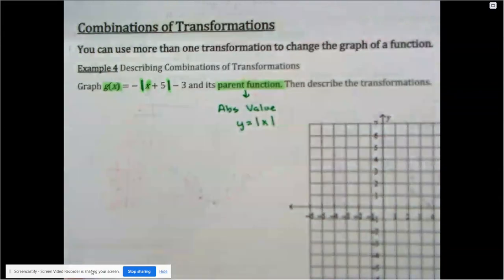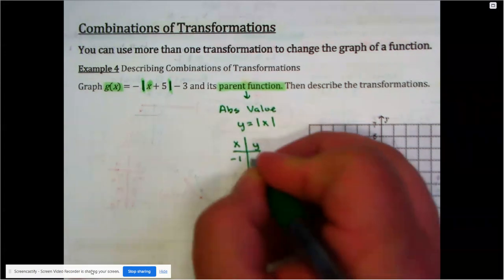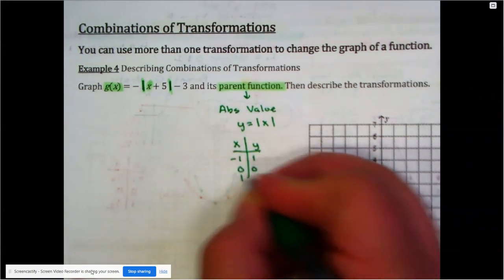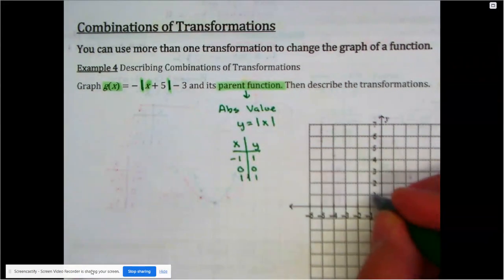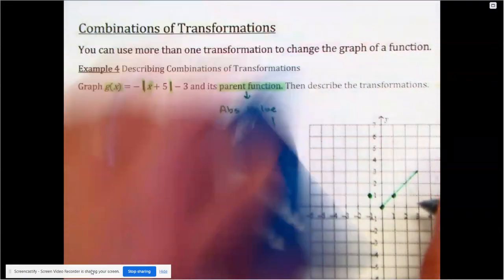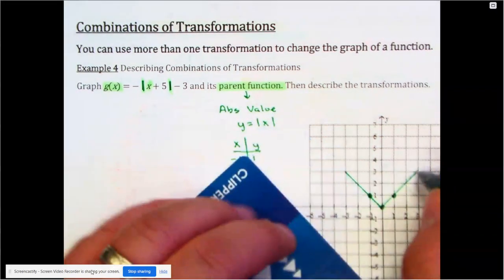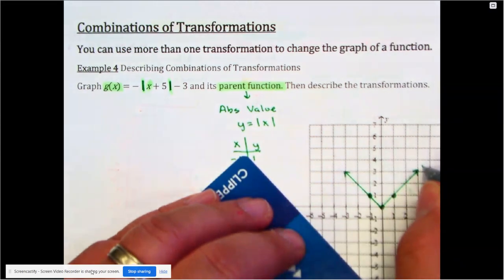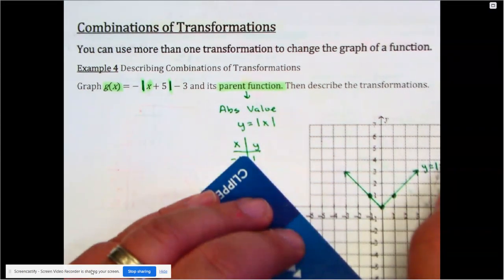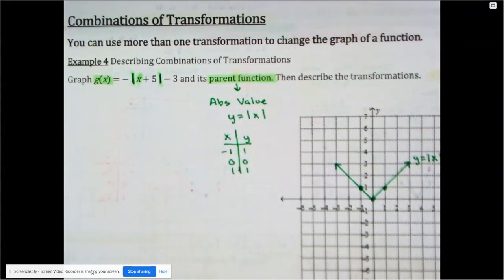Now I'm going to write my points just in case we need them. I don't think so, but it doesn't hurt. It doesn't take long either. 0, 0, 1, 1. It's the same points, and I'm just going to plot them on my graph and connect the dots, because they did ask me to draw the parent function. So we're going to do a quick sketch of our parent function. So there it is. y is equal to the absolute value of x. That's our parent. Always label your function so that you know which one you're working with.